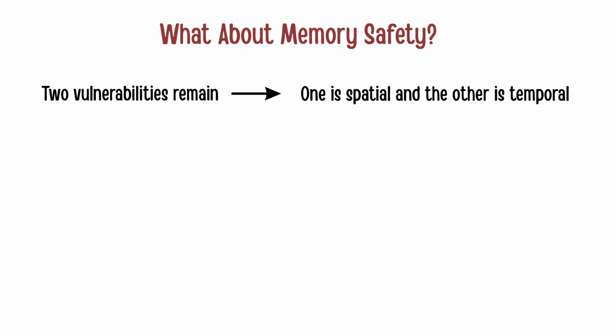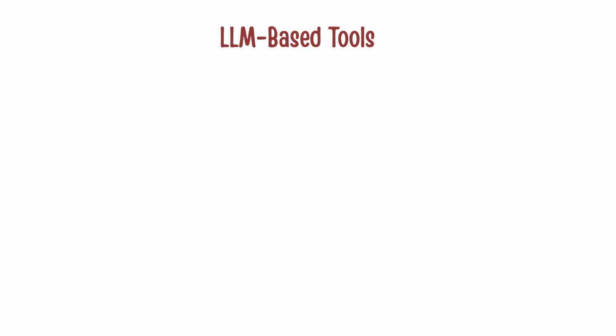One is spatial and the other is temporal. Both involve raw C pointers, and the tools are unable to lift those pointers into safe Rust references. So the final result is safer than the original C code in some respects, but it is not guaranteed to be fully memory safe. Now let's move to the more recent approach: large language models.